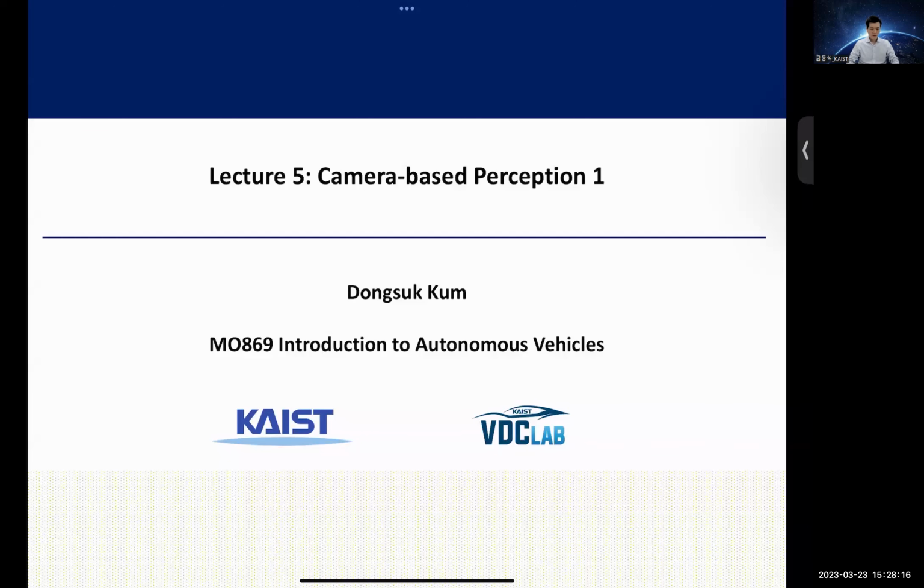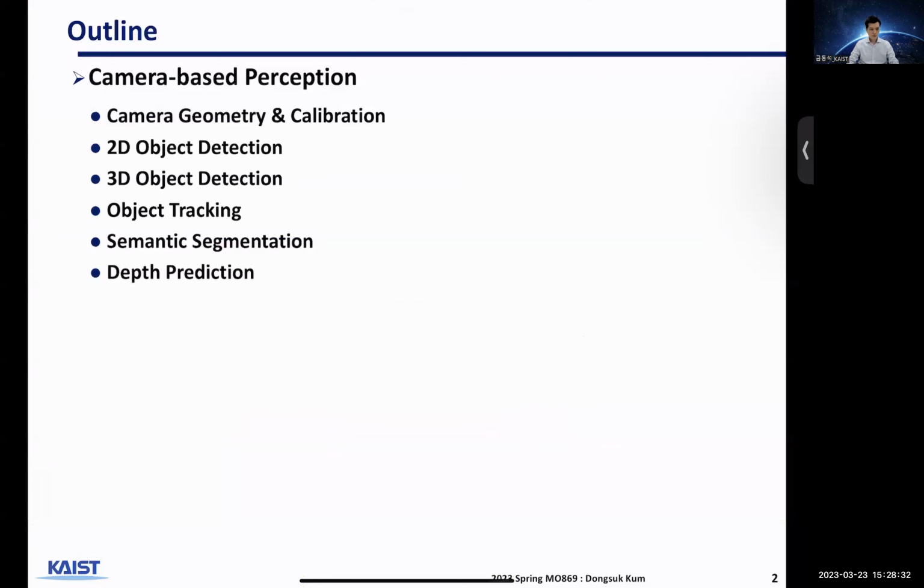Hello, class. Welcome back. This is MO 869, Introduction to Autonomous Vehicles. Lecture 5. Today we're going to cover Lecture 5, which is Camera-Based Perception, Part 1. The outline goes as follows.